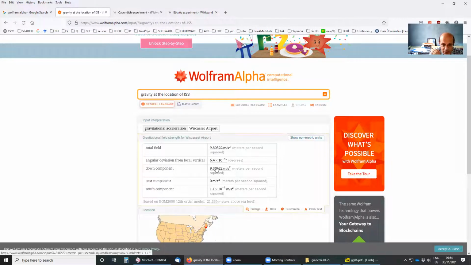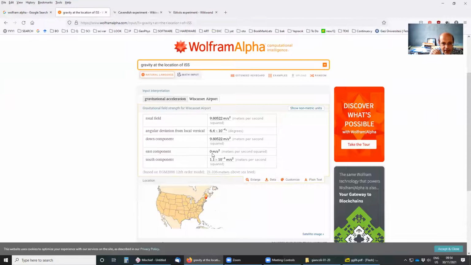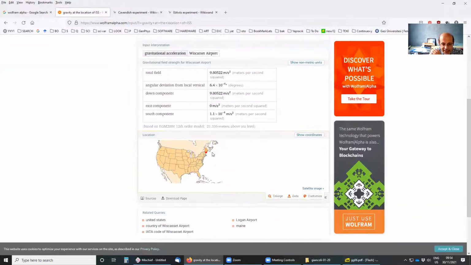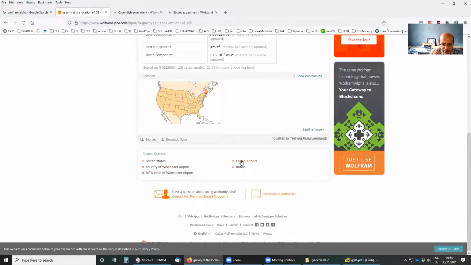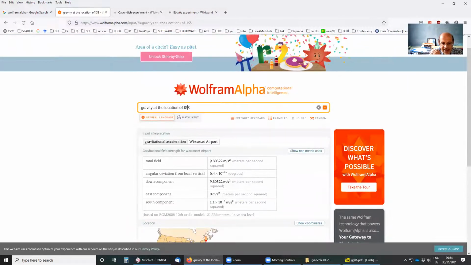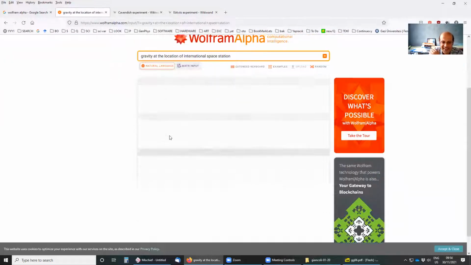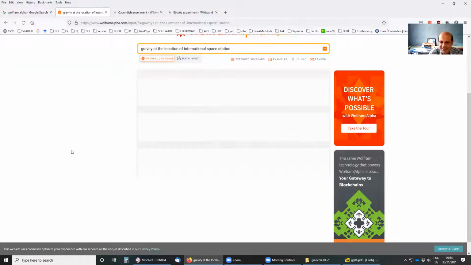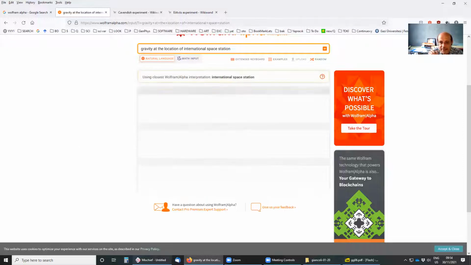All right, that's the local gravity at the Earth, but there's no ISS in here. Probably there's some kind of an airport in here. Let's see. International Space Station. It's just a second try. I don't know if you can see this.